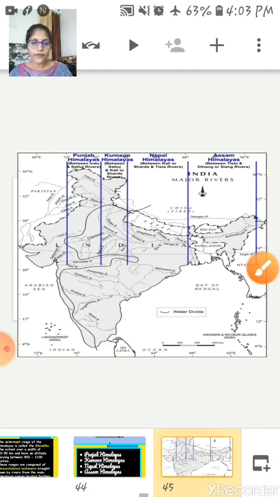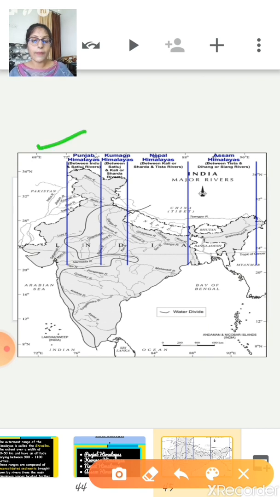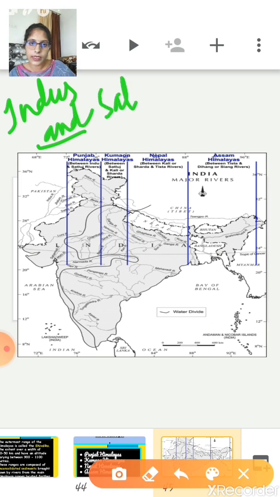Okay, so first one is the Punjab Himalaya. Basically the part of Himalaya lying between the Indus river and the Shatluj river, right? Punjab Himalaya means the part of Himalayas lying between the Indus river and the Shatluj river. So this region is known as Punjab Himalaya.